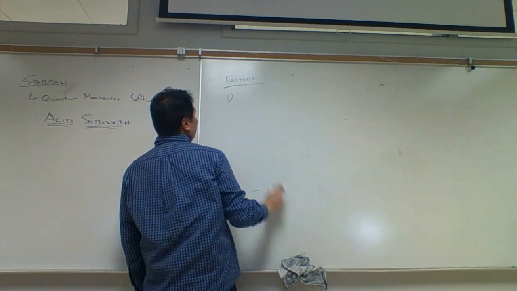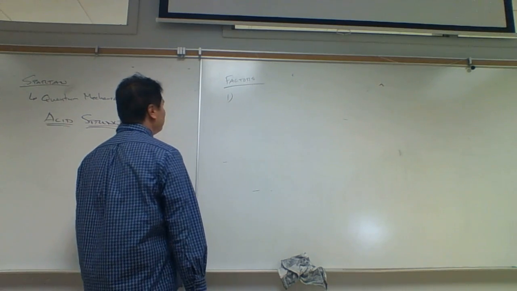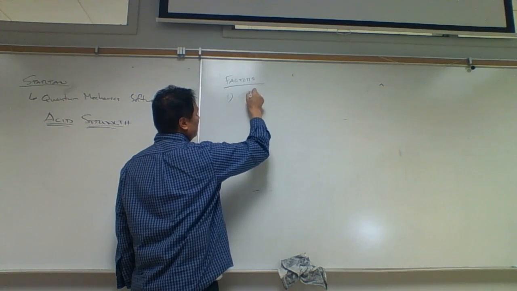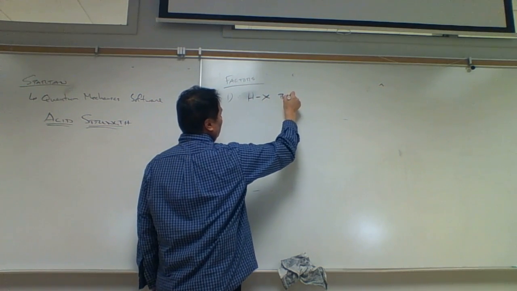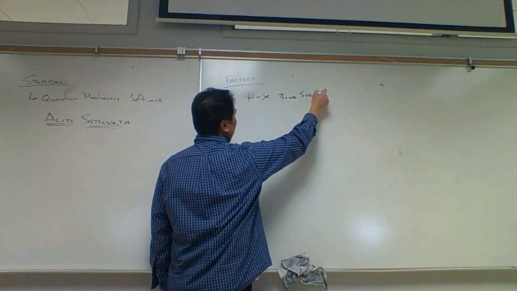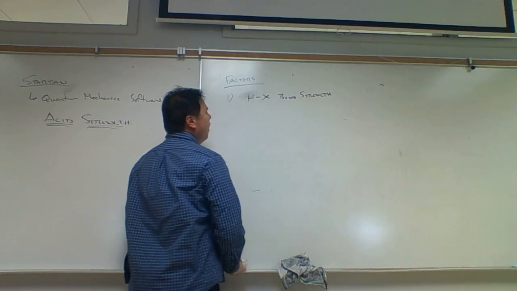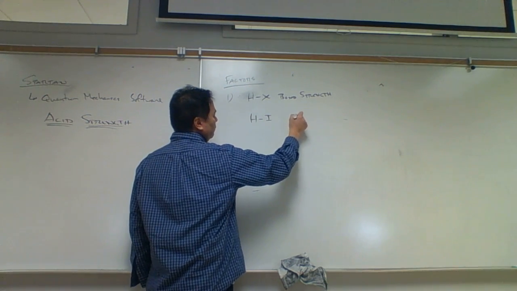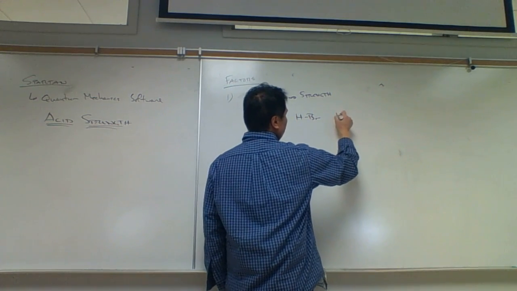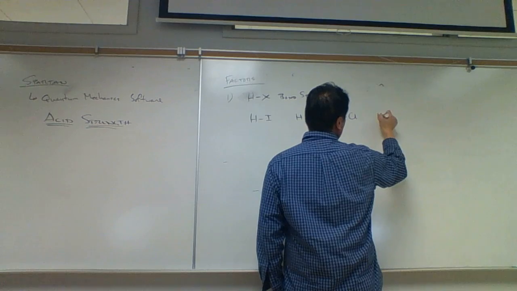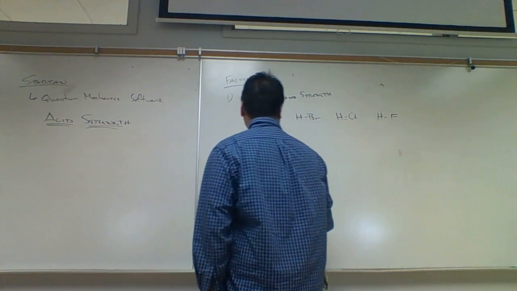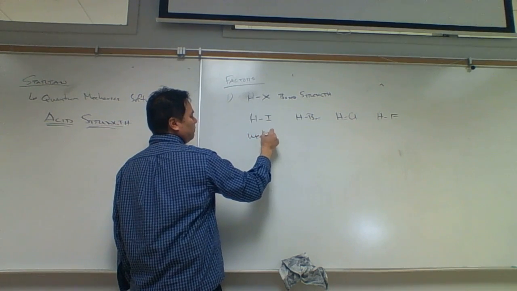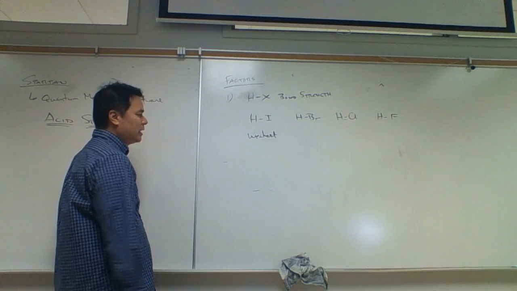Okay, the most important factor that affects acid strength will be the HX bond strength. And so, for example, HI versus HBr versus HCl versus HF. HI has the weakest bond. Since this is the weakest bond, we can see that in quantum mechanics as well.